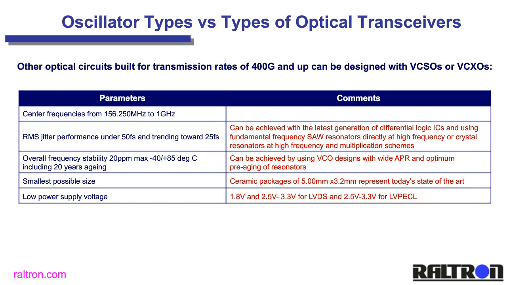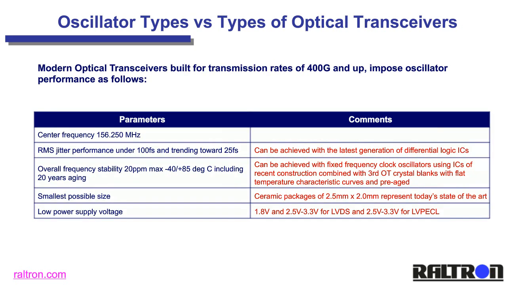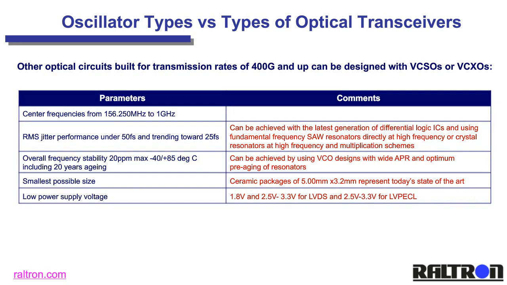Last but not least, the same level of power supply voltage, 1.8 and 2.5 to 3.3 volts for LVDS, and only 2.5 to 3.3 for LVPECL. So these are the comparison, if you want, between fixed clock oscillators, which was this table, and VCXO, VCSO, which I just talked about.